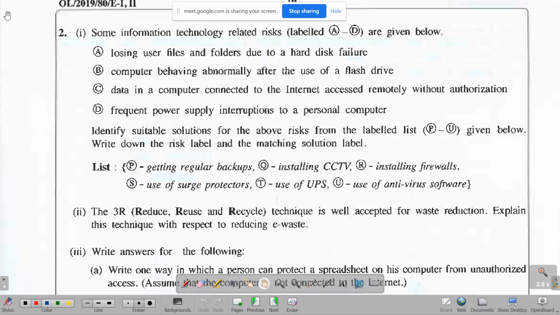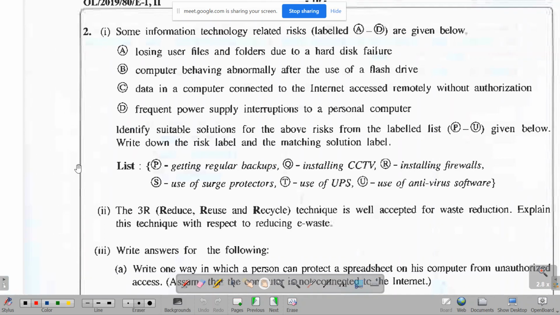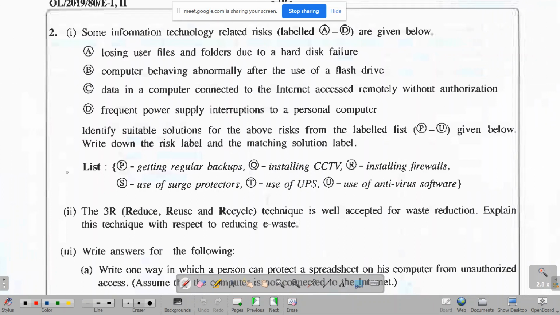Some information technology related risks are given below. So they have given you a list over here to identify what kind of risk they are mentioning, or how the risk can be mitigated, or what's the solution for the risk? So losing user files and folders due to a hard disk failure. So get regular backups. That means P. A, it is P.